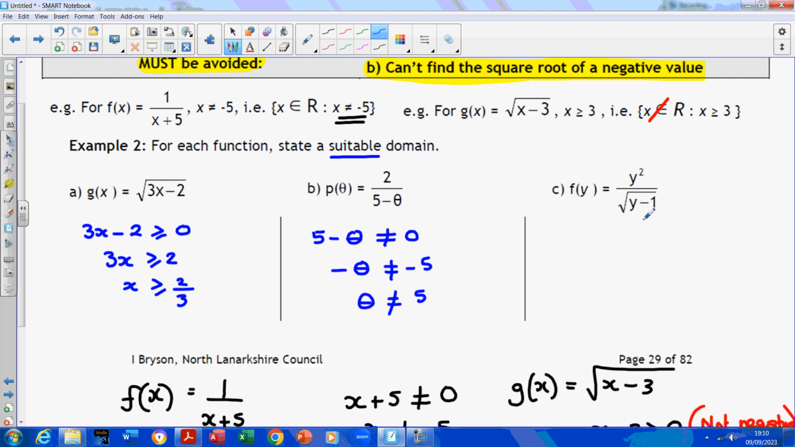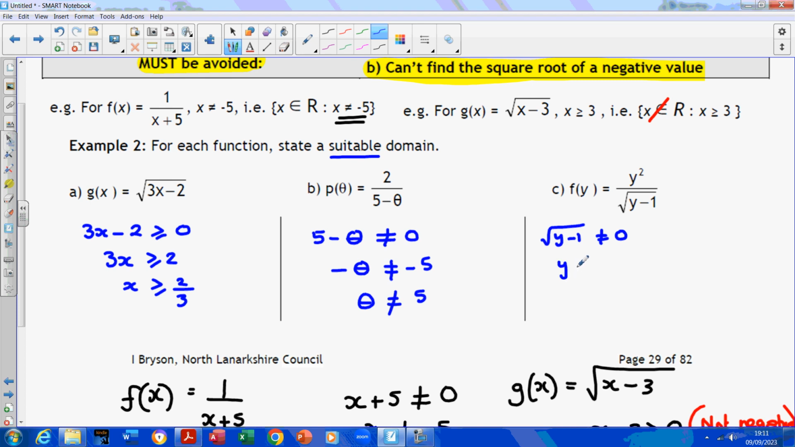Now, this one here has got a lot going on in it, because I've got a square root and I've got a denominator. So I know that bottom bit cannot be equal to 0, because I can't divide by 0. And I also know that the square root cannot be negative. So I'm going to take it in 2 steps to do this one. Okay, and then we'll look at the answers when we get to the end. So I know that the square root of y minus 1 cannot be equal to 0. Can't divide by 0.